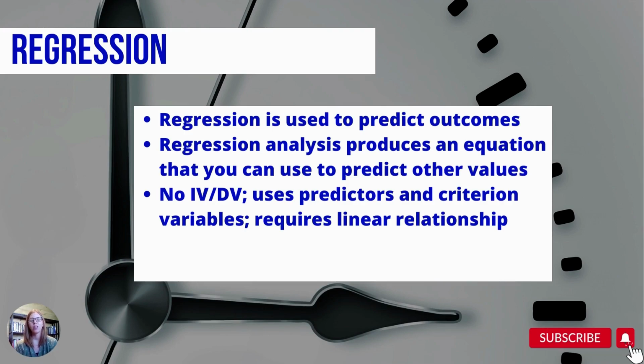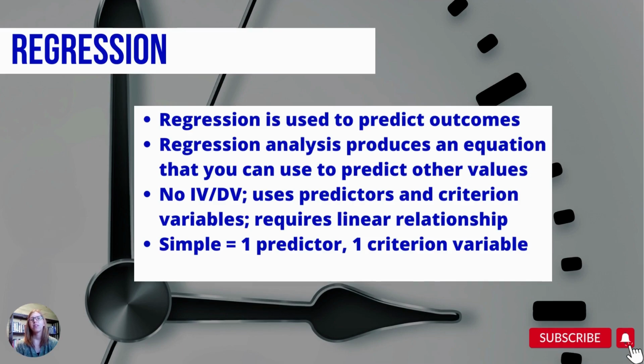It does require a linear relationship, which means you need to run a correlation first to see if your variables, first of all, are related. They have to be related, and they have to have a linear relationship. And so a simple regression would be one predictor and one criterion variable.